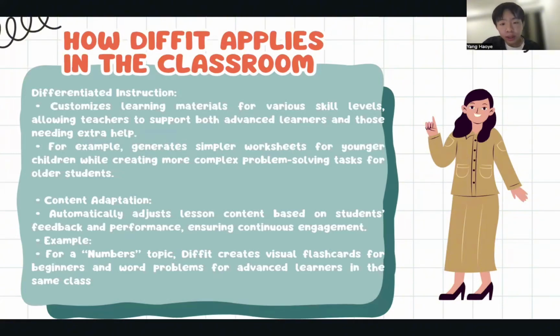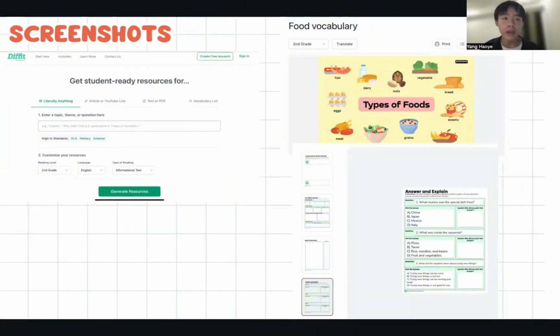So in the classroom, Defeat is an invaluable resource for differentiated instruction. Imagine a mixed ability classroom where some children need extra support and others are ready for advanced topics. Defeat can help teachers balance this by creating differentiated materials for each group. For example, during a math lesson, Defeat can provide one group with interactive visual aids while giving another group problem-solving exercises that test higher order thinking skills. This ensures that every child is learning at their own pace and level. And here are some screenshots of Defeat.